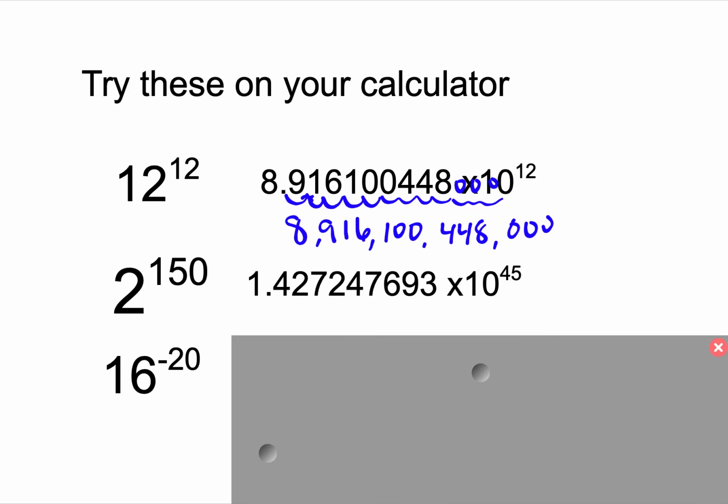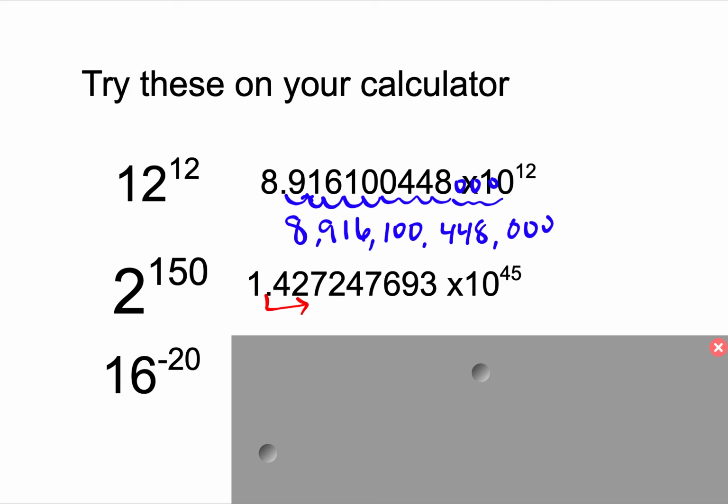If you try 2 to the 50th, it comes out as 1.427247693 times 10 to the 45th. That's going to be a 46-digit number, because this decimal has to move that direction 45 places.